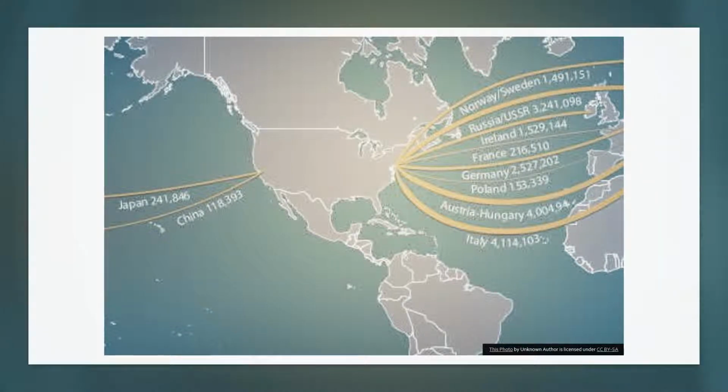So here's a map which shows you the number of immigrants and where they were from, 1880 to 1930. We can see that a lot of the European countries are coming to the eastern side of the United States, right? We can see Norway and Sweden, Russia, Ireland, France, Germany, Poland, Austria, Hungary, and Italy, okay? And then a lot of the Asian immigrants from Japan and China settling along the western coast of the United States. I'll give you a minute to look at that.